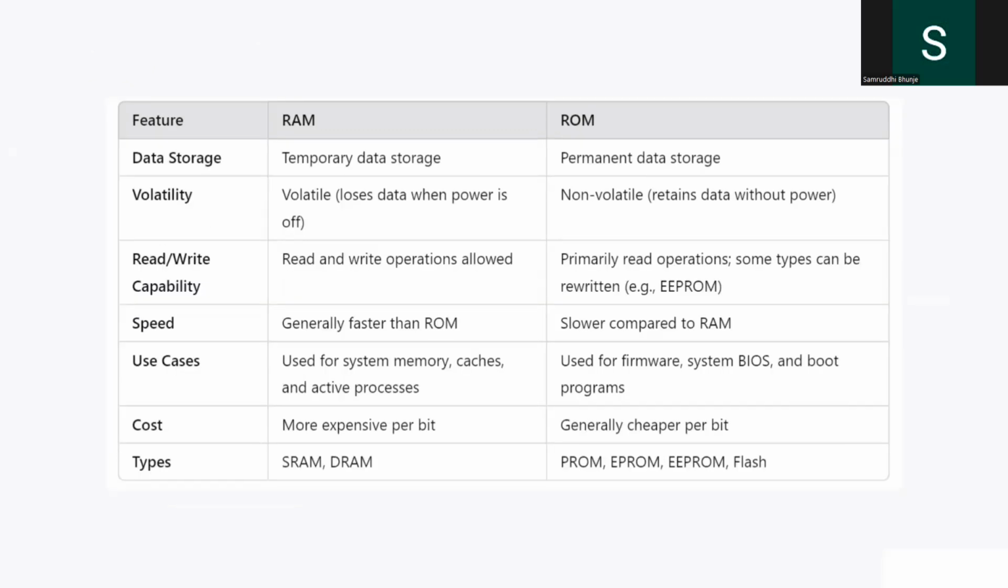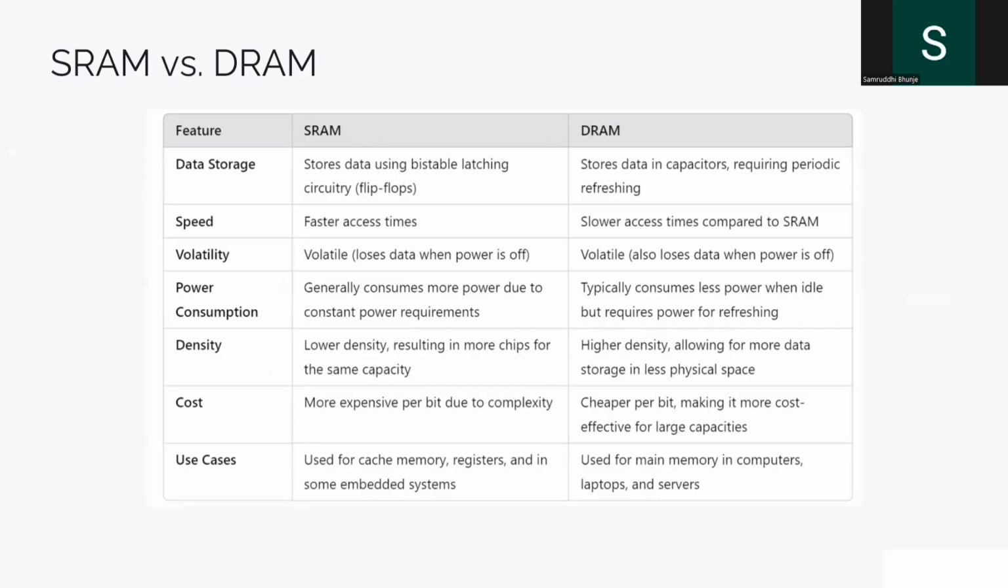Now RAM, that is random access memory, is again divided into two types, that is SRAM and DRAM. SRAM stands for static random access memory, and DRAM stands for dynamic random access memory. So let's see the difference. Data storage: SRAM stores data using a bistable latching circuit, that is a flip-flop, and in DRAM, data is stored in capacitors. Speed of SRAM is faster and speed of DRAM is slower than SRAM.